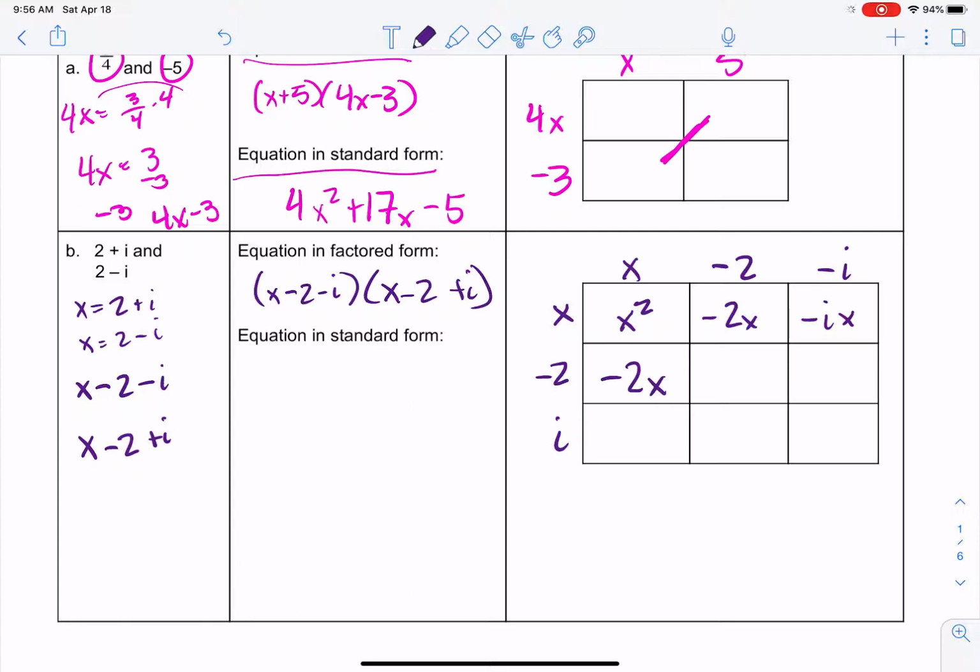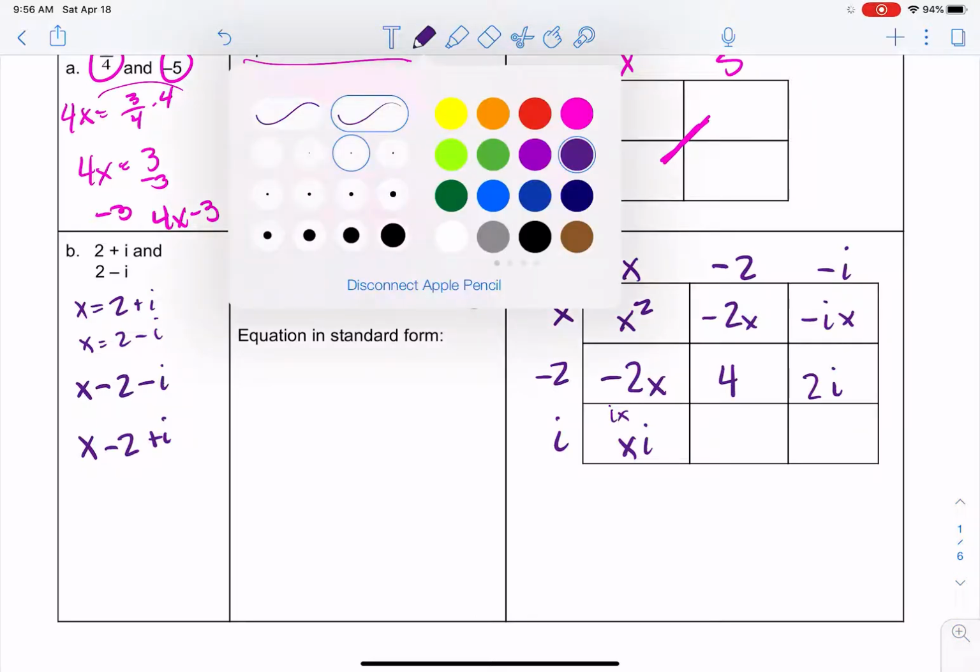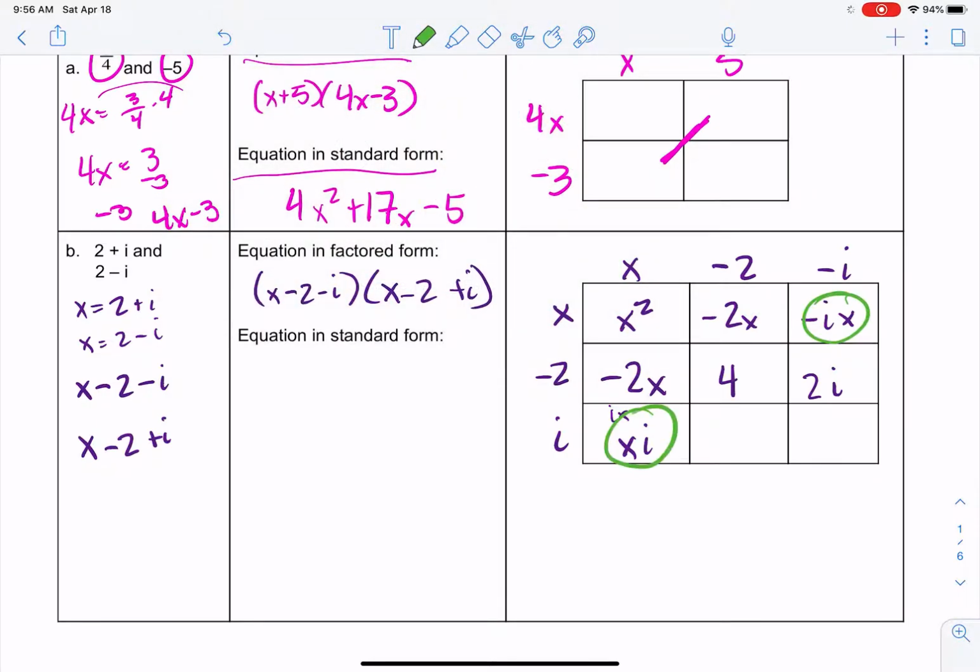Silly mistakes are easy when you have a big area model like this. And then this gives me a positive 2i. So now I'm also looking for a negative 2i to cancel that out. Oh, here's my positive xi or ix. Remember, order doesn't matter with multiplication. So these two terms here will cancel each other out.